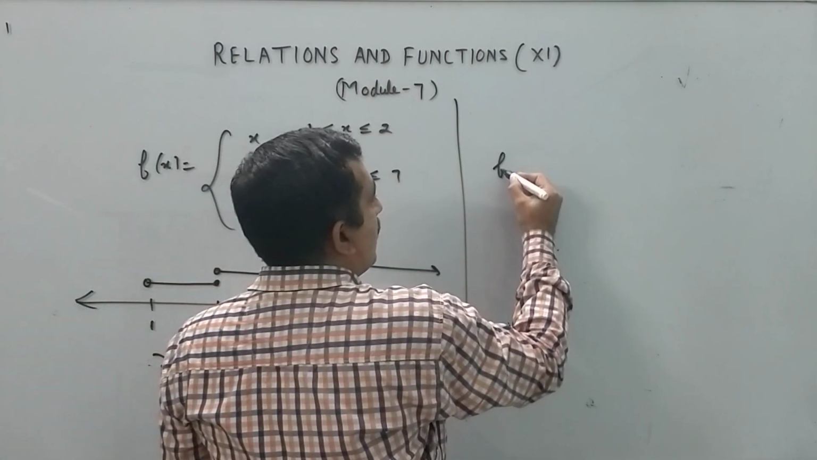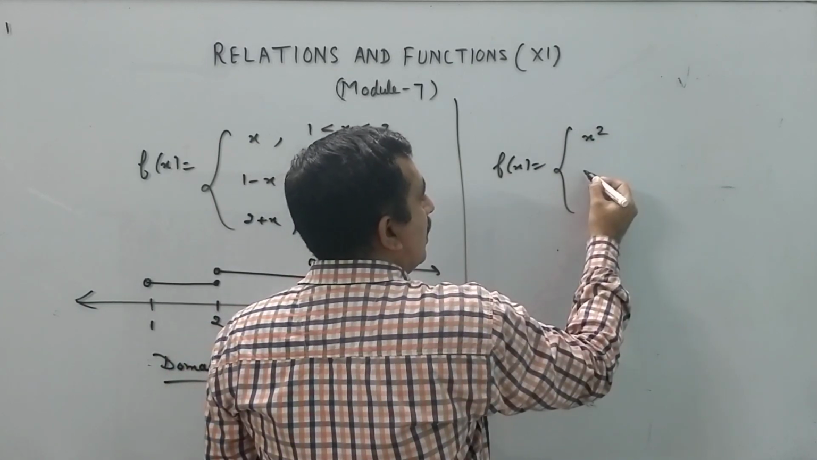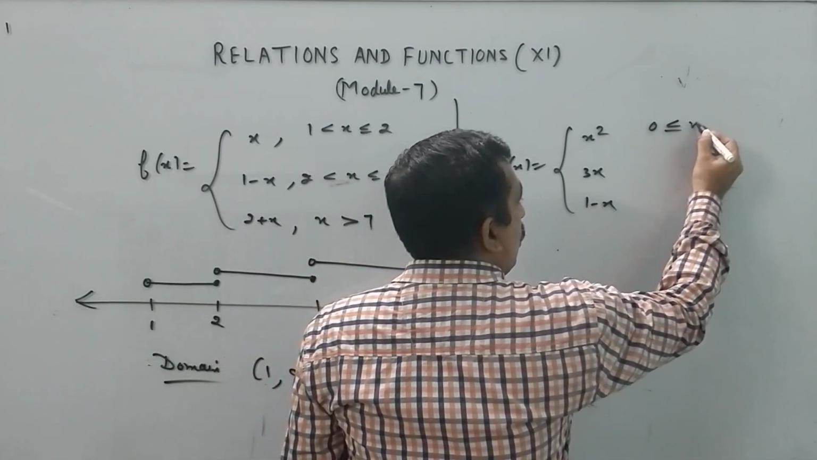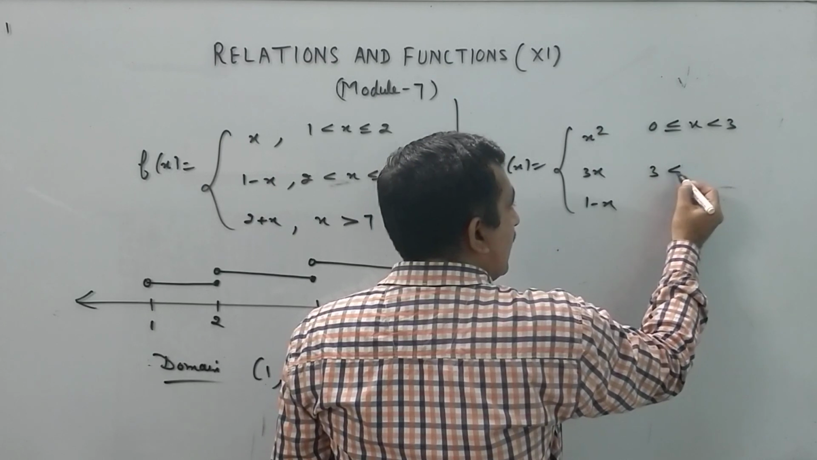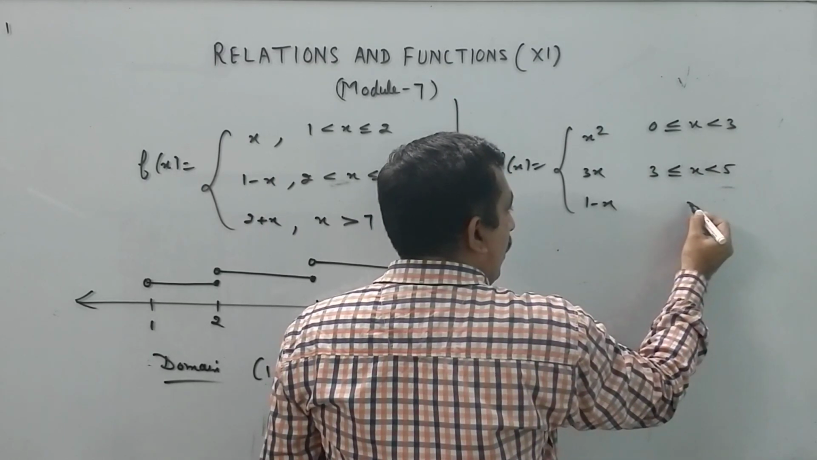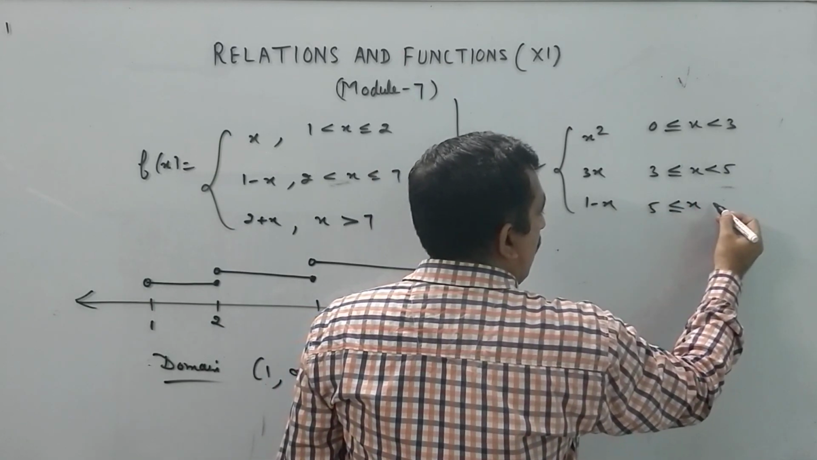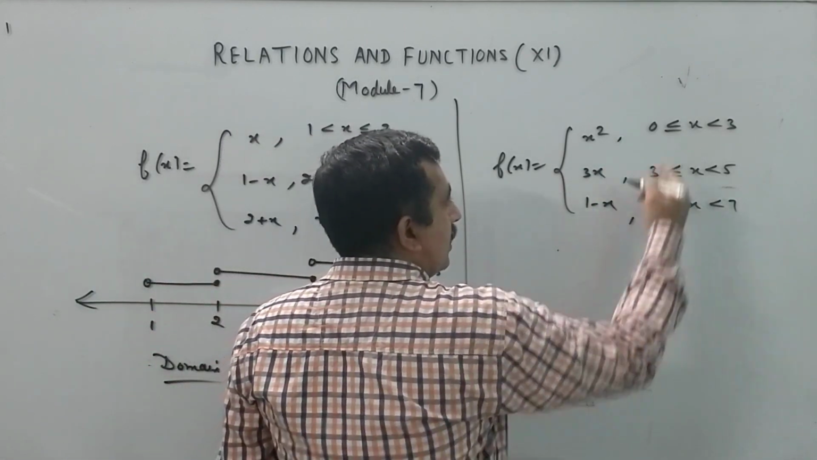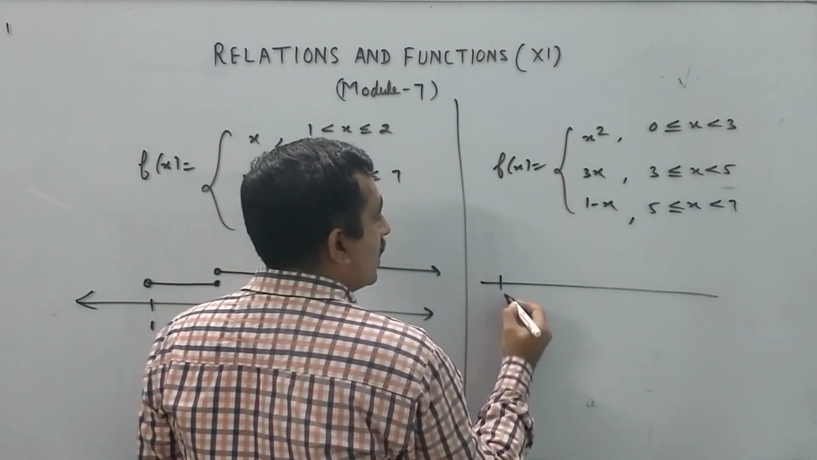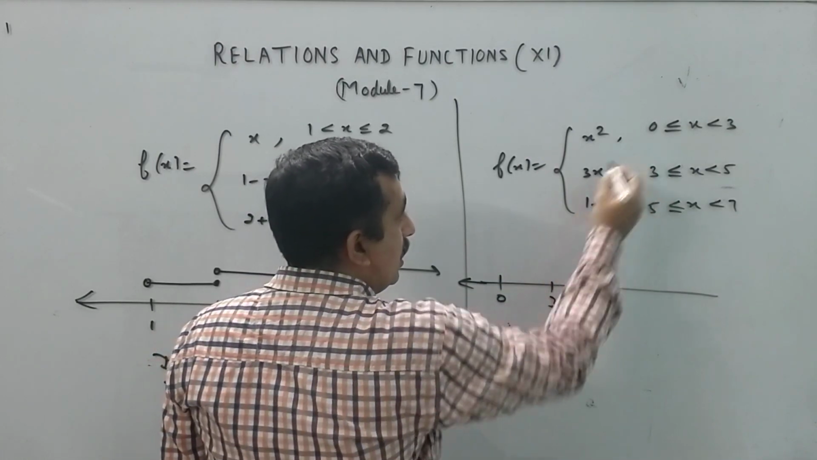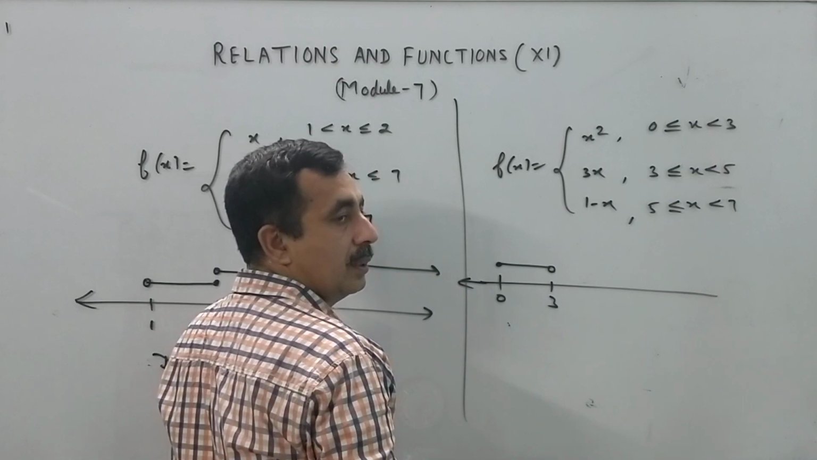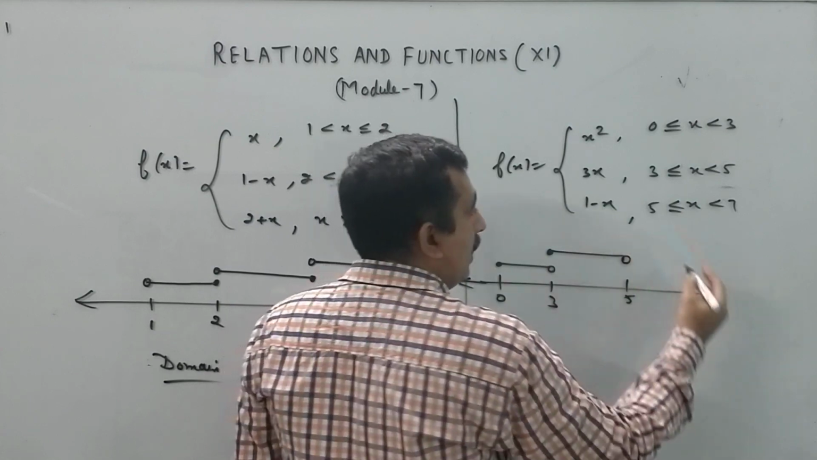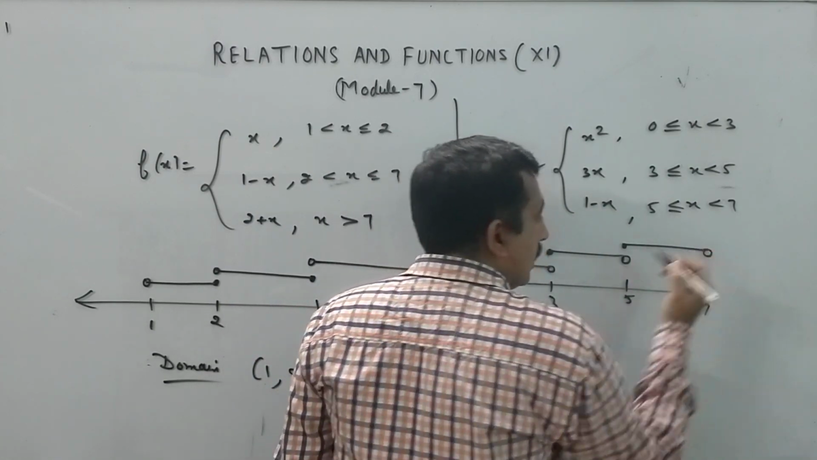Second, if the question is f(x) equals x squared, 3x, 1 minus x, with 0 less than or equal to x less than 3, 3 less than or equal to x less than 5, and 5 less than or equal to x less than 7. So find the domain. What is the first part? The first part is from 0 to 3: 0 closed, 3 open. The second part, 3 closed, 5 open. And the third part, 5 closed, 7 open.